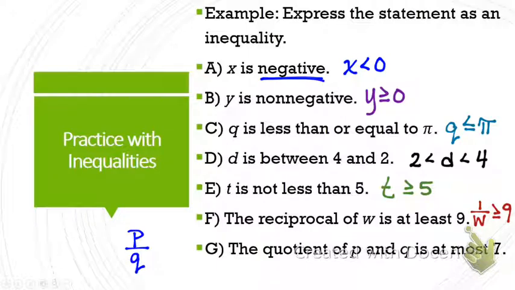P over Q. Oh, that was my lovely door. Sorry, there's a spring there that decides to act up sometimes. Quotient of P and Q. So P over Q is at most 7. I apologize. I don't remember after the spring went which way we said this was. Less than or equal to. It can be no bigger than 7. You guys okay on those? Cool.